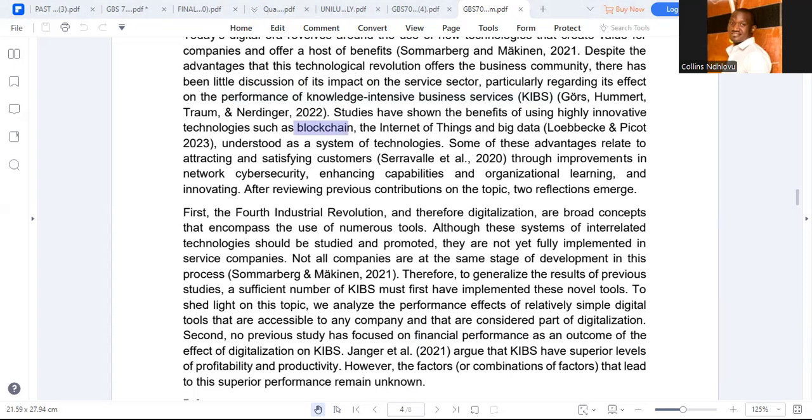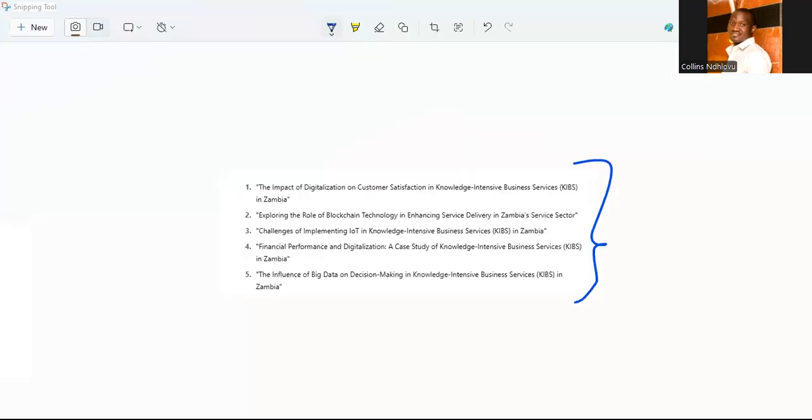So like I said, now let's pick one most resounding topic that we can consider from what has been discussed. What topic can we use? We can use the first one. So the impact of digitalization on customer satisfaction in knowledge-intensive business services in Zambia. All right, are we all agreeing to that?